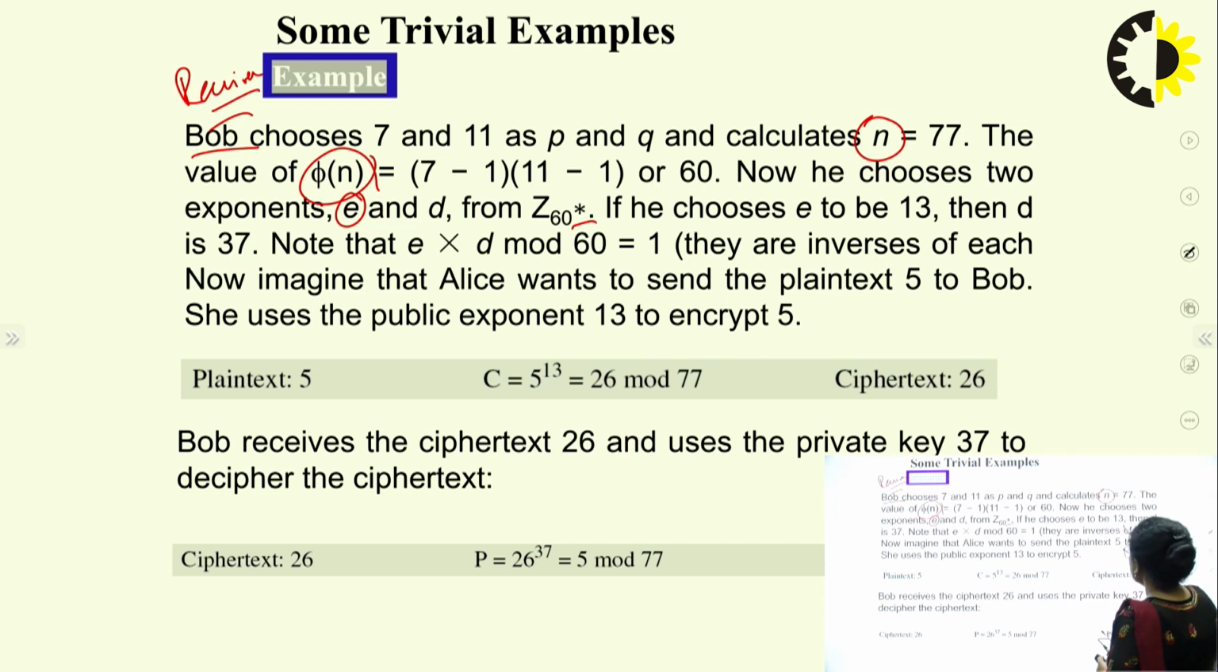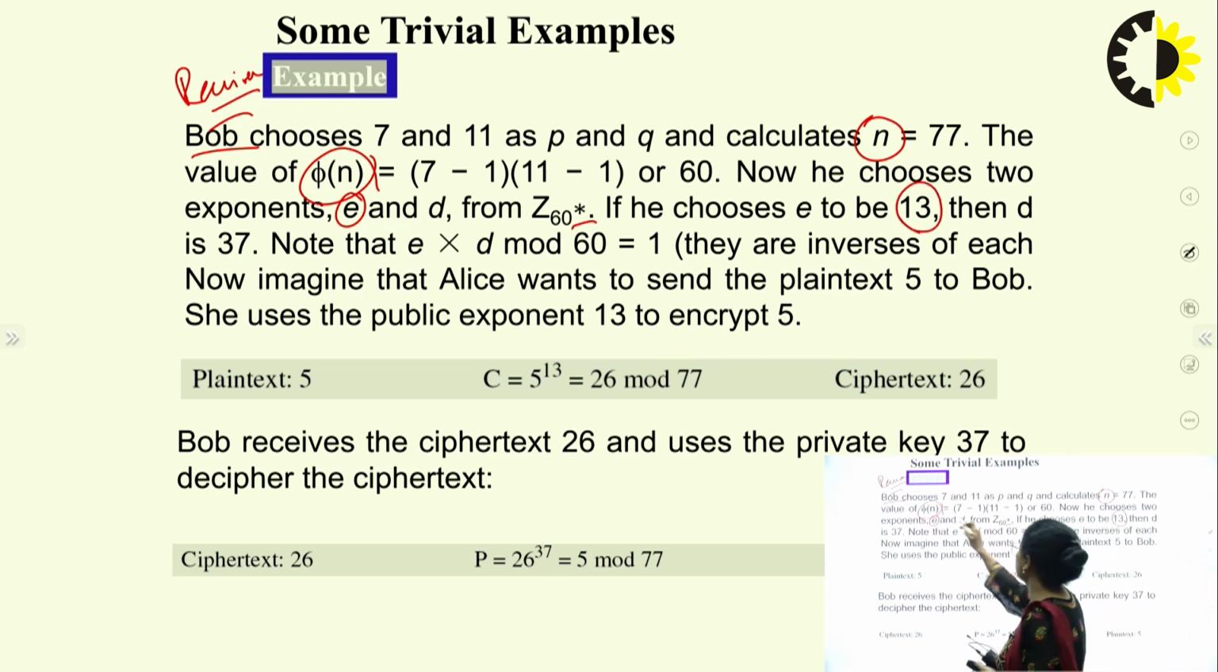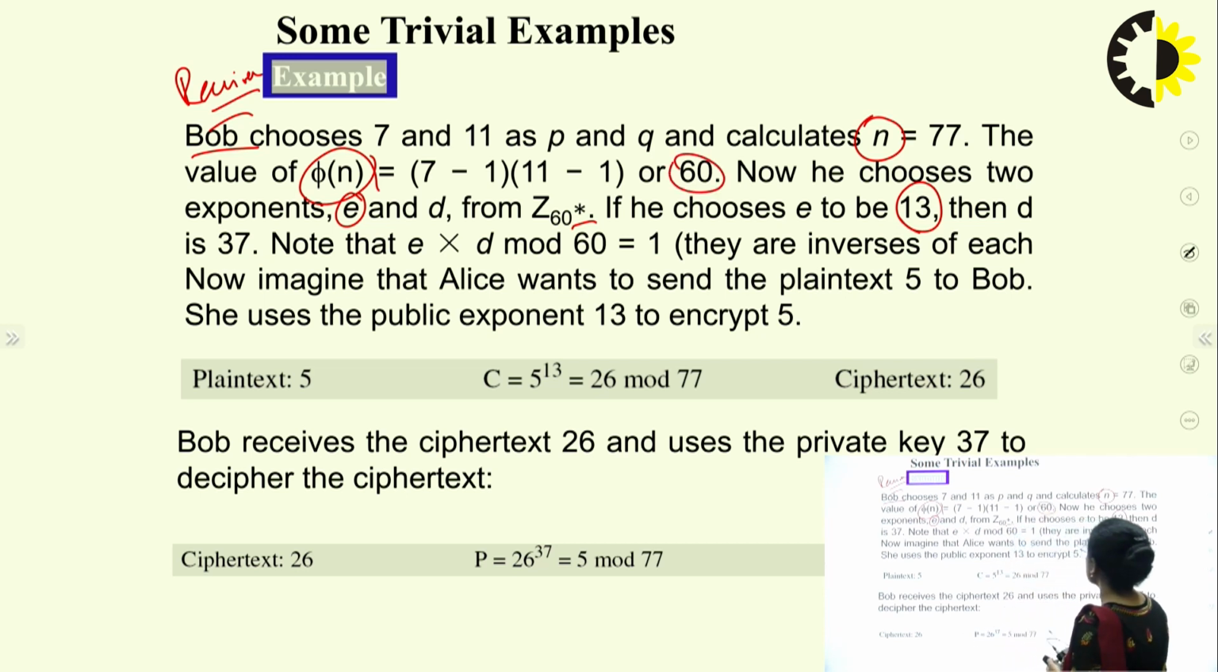Now what is E? E is chosen as 13. E should be a value between 1 and phi of n. What is phi of n? Phi of n is 60, so it should be between 1 and 60. E is chosen as 13 in such a way that it is co-prime with phi of n, which is 60.